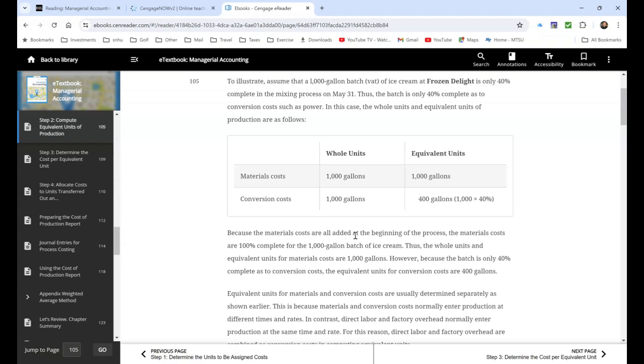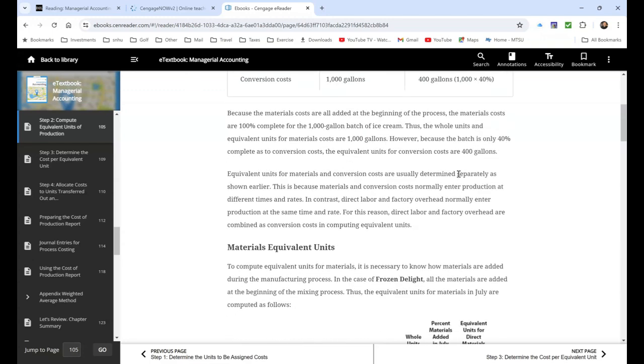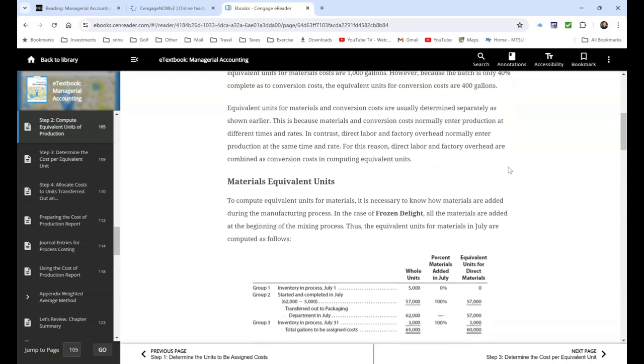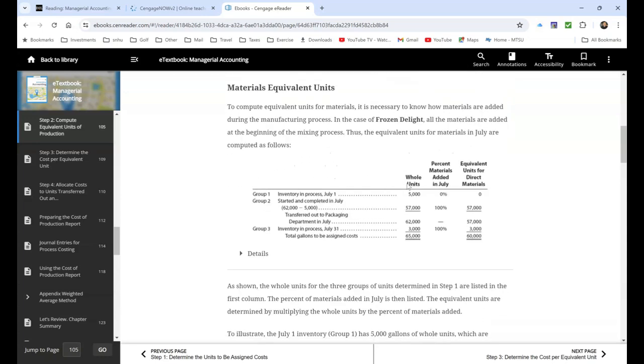So the material costs are 100% complete. And so for the equivalent units, the material costs are going to be more, because that's all complete. Equivalent units for material and conversion costs are usually determined separately, as shown earlier. Okay, so we've got material costs. The 5,000 units we started with already had the materials attached because, again, we start the process with the materials. And then we've got the difference, started and completed, which would be the total completed less what we began with.